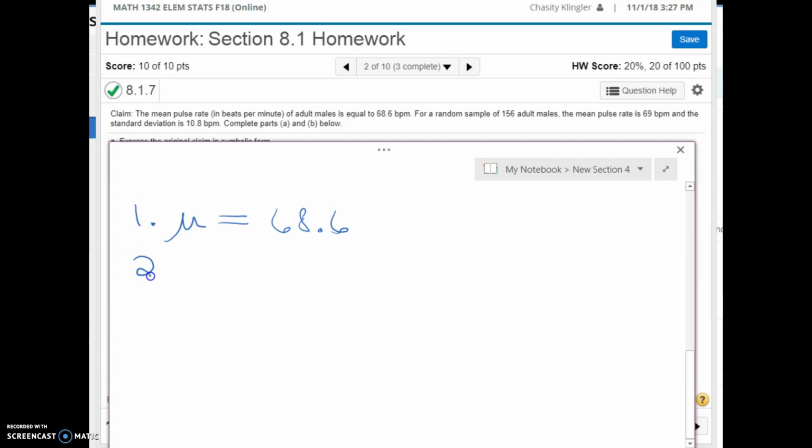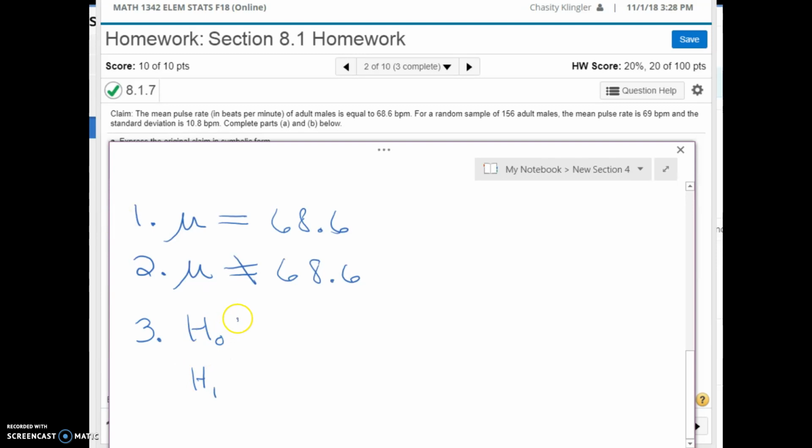So the next step is to write the opposite of that claim, and if it's not equal to, use that symbol, an equal sign with a slash through it, 68.6. So that is your original claim, and then the opposite, and then step 3 is to label the null and the alternative.